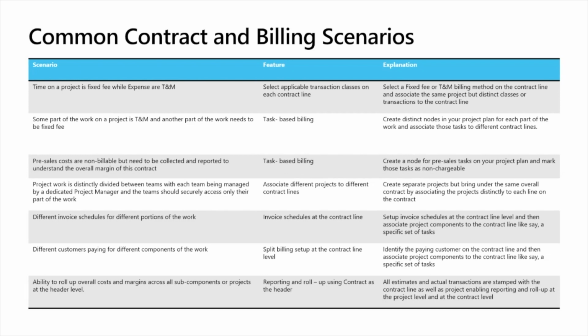Here are some of the common contract and billing scenarios that we covered. Whether it's full-time that needs to be billed in a certain way, or part of a project, or in certain cases we don't want to bill the project side. We can set up different invoice schedules, different customers. There might be legitimate scenarios in which you have to create separate projects because the project teams are different, but from a contract perspective, they still need to be under the same contract. In that case, you can just create multiple projects and link them to the same project contract.